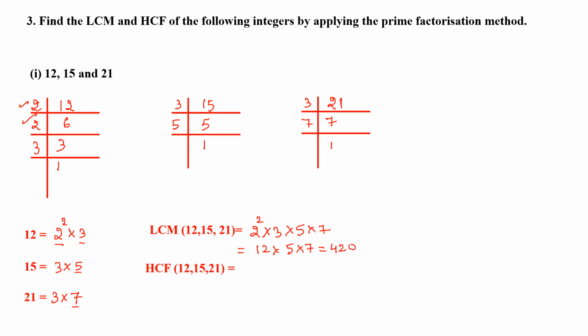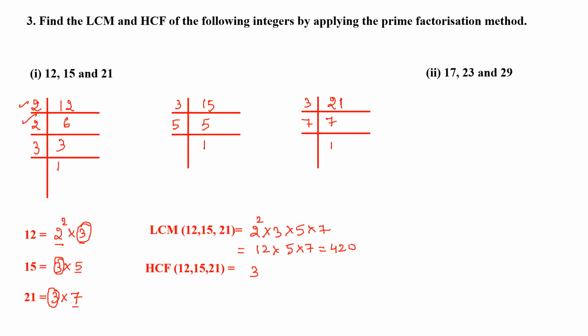Now HCF is the product of the smallest power of each common prime factor. So if you can see here, only 3 is common in all the three numbers. So HCF is going to be 3. That's all you have to find. You have to find LCM, you have to find HCF. That is done. Now next question.